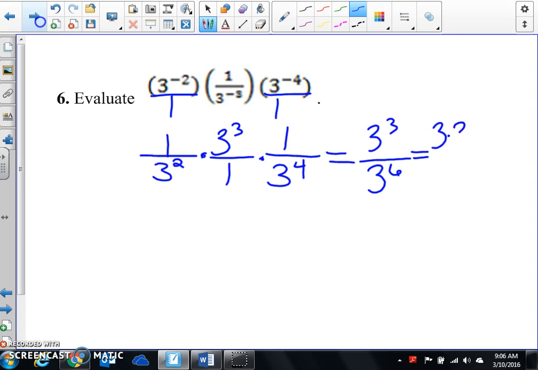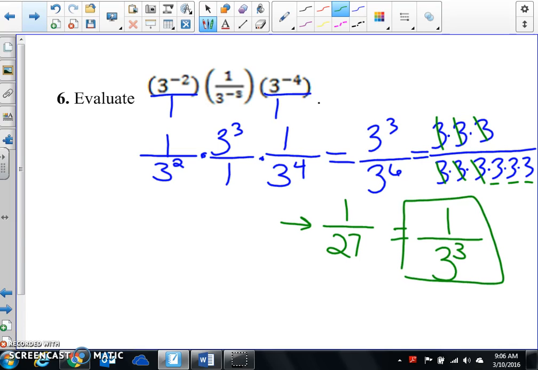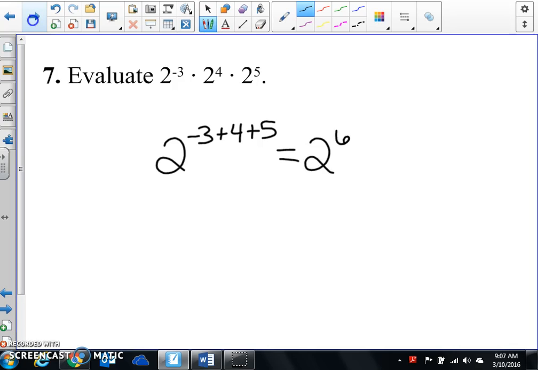And now I've got 3 3's on top, 6 3's on the bottom. So those cancel, those cancel, those cancel. I'm left with 1 over 3 to the third because I've got 1, 2, 3 3's. And that could even go to 1 over 27. If you put it in your calculator, you're going to get this, but this is really what I'm looking for. I want to know that you know your exponent rules. All right, so I keep my base, which is the 2, and I'm going to add my exponents. So negative 3 plus 4 is 1. 1 plus 5 is 6.